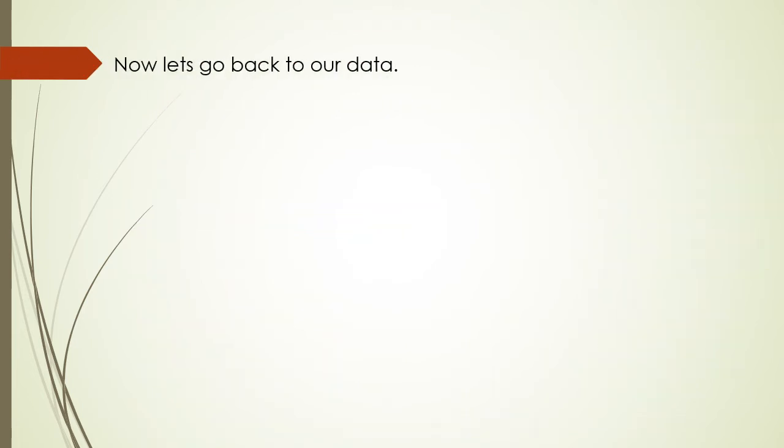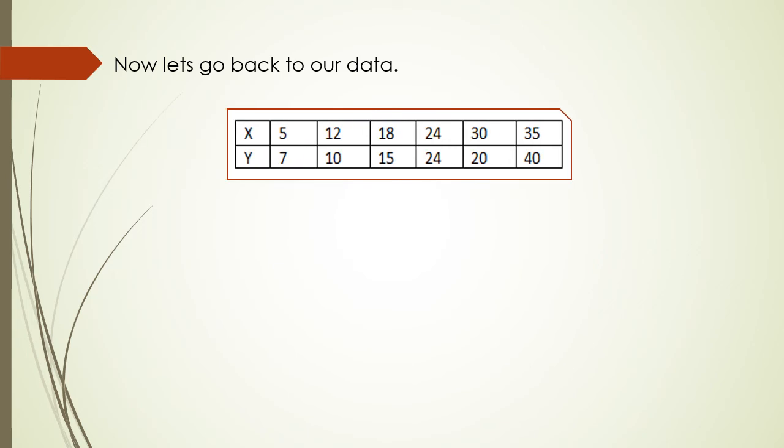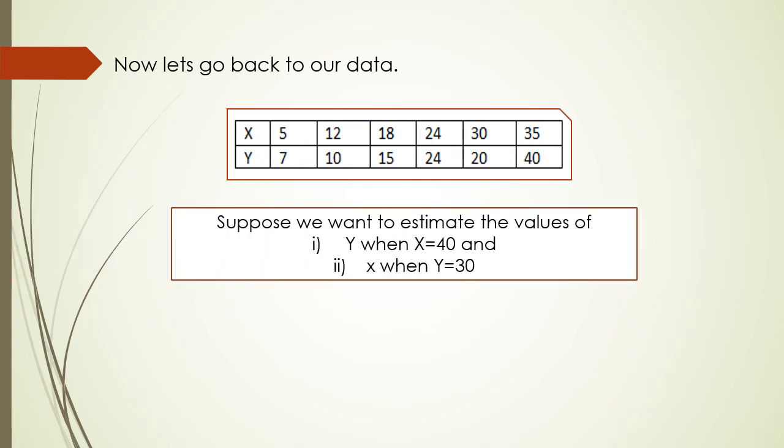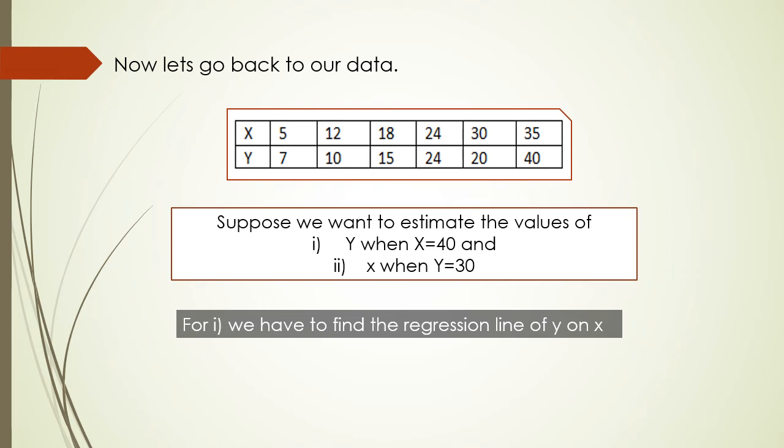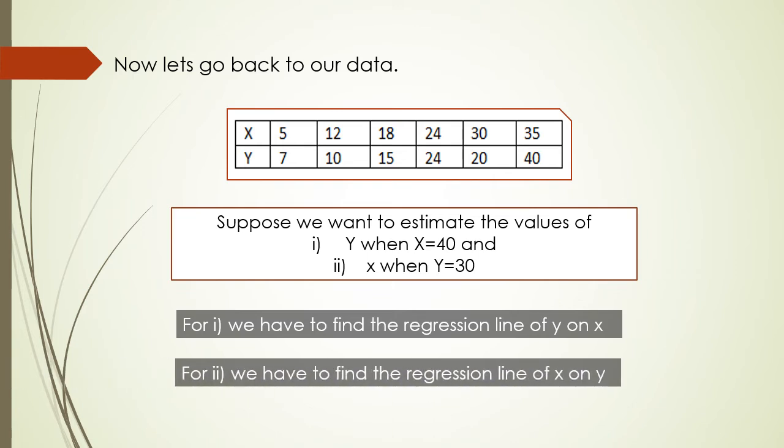Now let's go back to our data. Suppose we want to estimate the values of number 1, y when x equal to 40, and number 2, x when y equal to 30. In the first case, since we have to estimate y for a given value of x, we have to find the regression line of y on x. And in the second case, since we have to estimate x for a given value of y, we have to find the regression line of x on y.